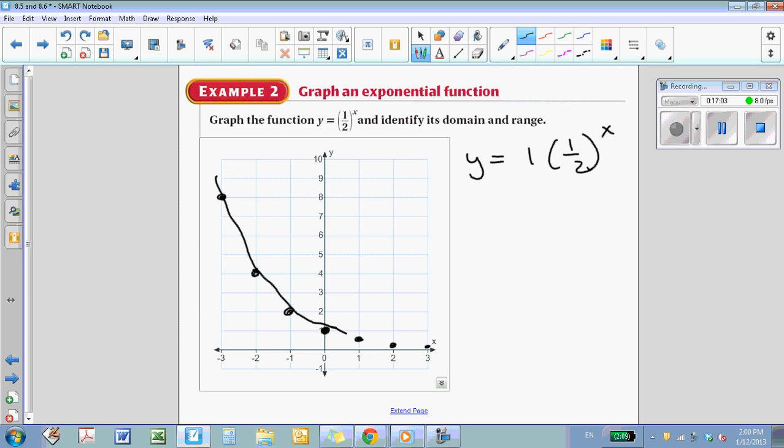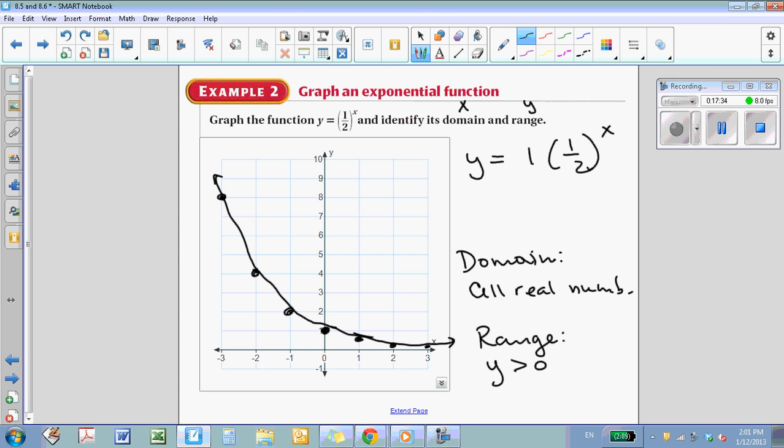And here they ask us to state the domain and range. So remember, domain listed the x values and range listed the y values. For the domain, you can go all the way to the right or all the way to the left. So we're using all real numbers. And then for the range, it's a little different because we're only using the y values that are above the x-axis. So it will be y is greater than 0. You'll never be able to actually be equal to 0, but you can get really, really small. So it's all the y values that are bigger than 0.